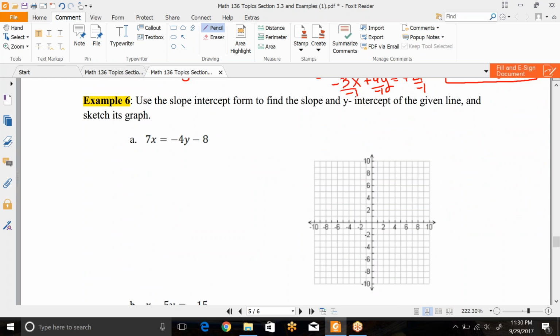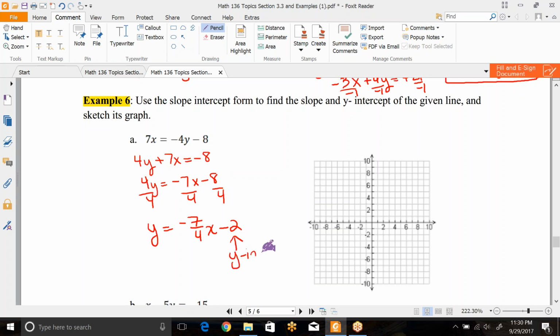Okay, for 6, we want to graph these using slope-intercept form, so we have to get it in the correct form first. So for this one, I'm going to add the 4y over. Then I'll subtract the 7x. So we want to get it in mx plus b form. Divide everything by 4, and so y equals negative 7 over 4 x minus 2. Remember, this is our y-intercept, and this is going to be my slope. And the way that's written, that is a slope that can either be gone as down because of the negative being on top and then right, or you can do a change on both of those and go up and left. That would be the opposite of that.